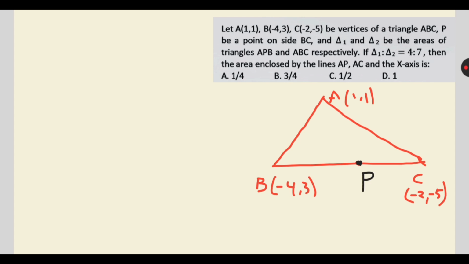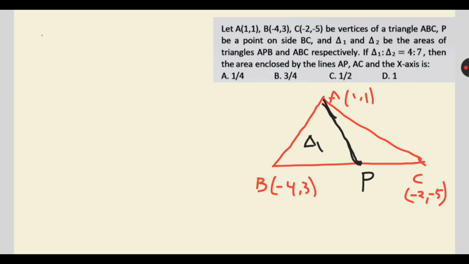Triangle 1 and triangle 2 are the areas of the triangles APB and ABC. That means this triangle is divided into two parts. One is APB, that is triangle 1, and then the whole is nothing but triangle 2. The area of triangle 1 to the area of triangle 2 is equal to 4:7.